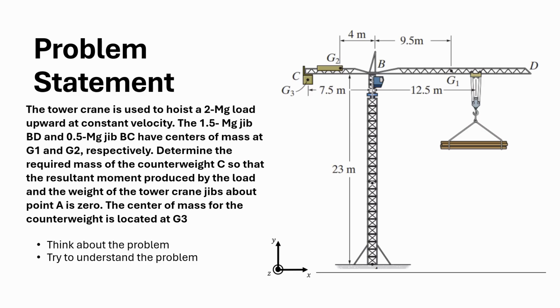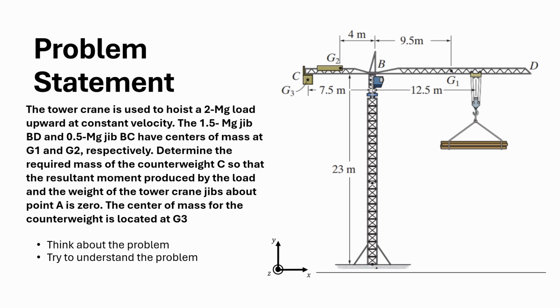the solution. Problem statement. The tower crane is used to hoist a 2 megagram load upwards at a constant velocity. The 1.5 megagram tower BD and 0.5 megagram jib BC have centroids of mass at G1 and G2 respectively. Determine the required mass of the counterweight C so that the resultant moment produced by the load and the weight of the tower, crane, jib about point A is 0. The center of mass of the counterweight is located at G3.